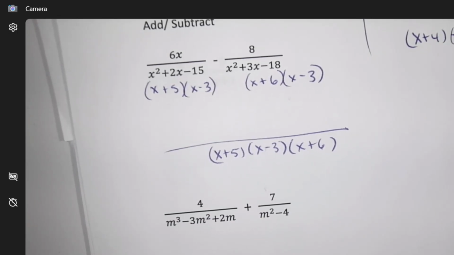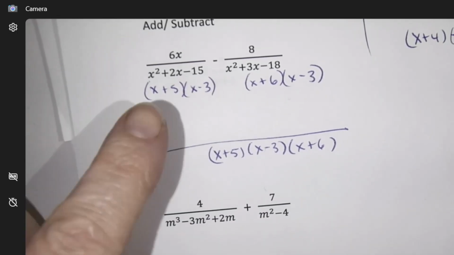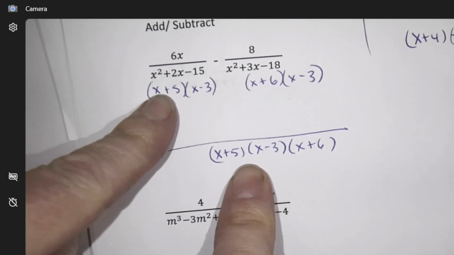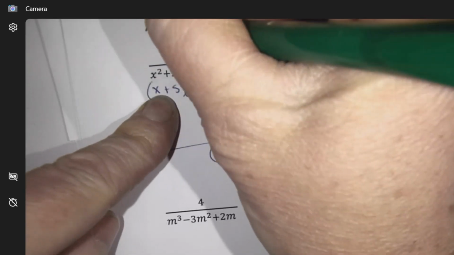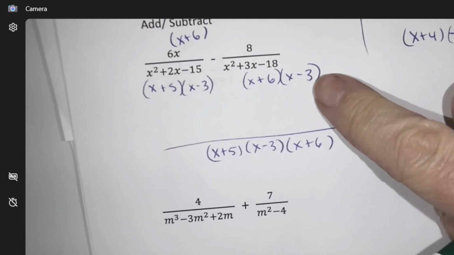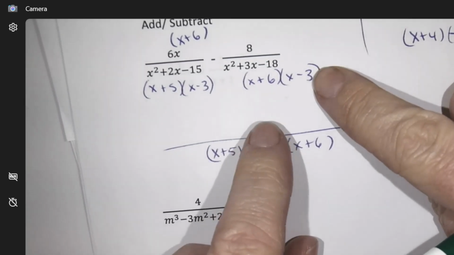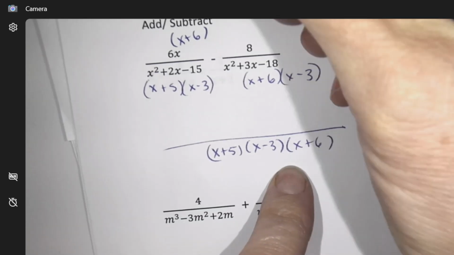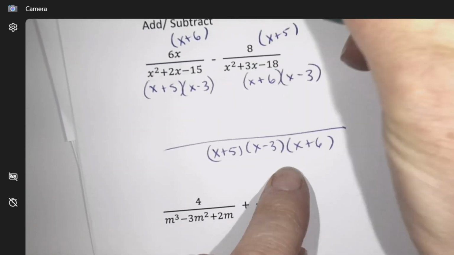Okay, then you go through the system of look at the bottom, look at the new bottom. What did you change the bottom by? Then you change the top by that. Look at the bottom, look at the new bottom. What changed on the bottom? Then you change the top.